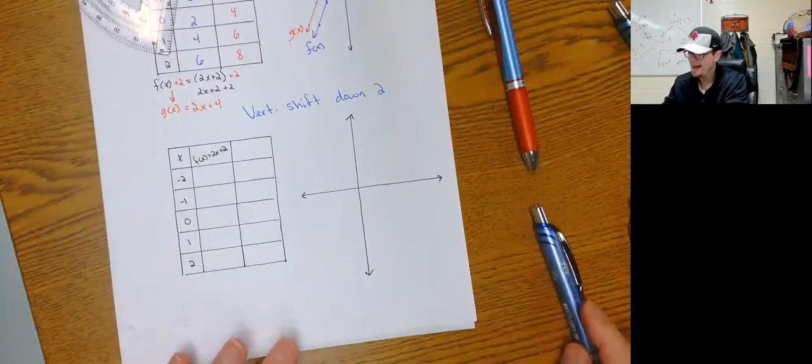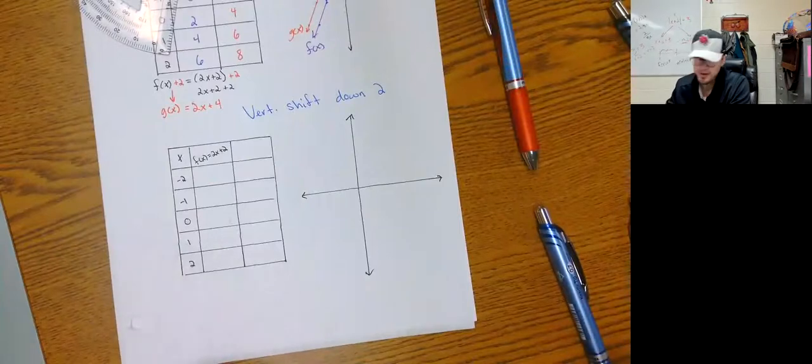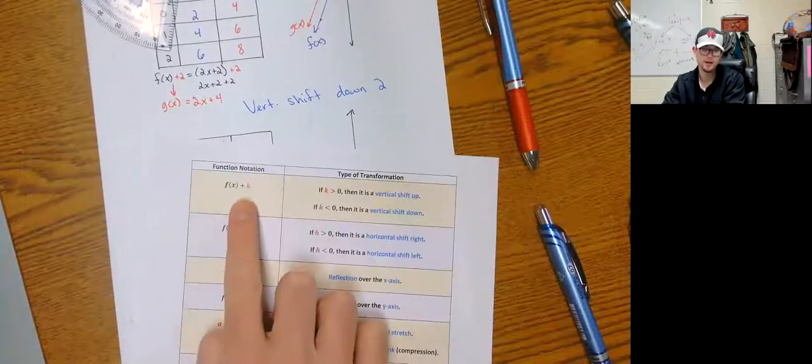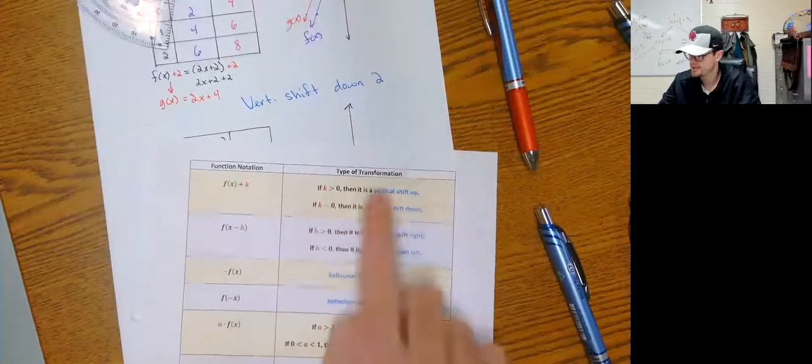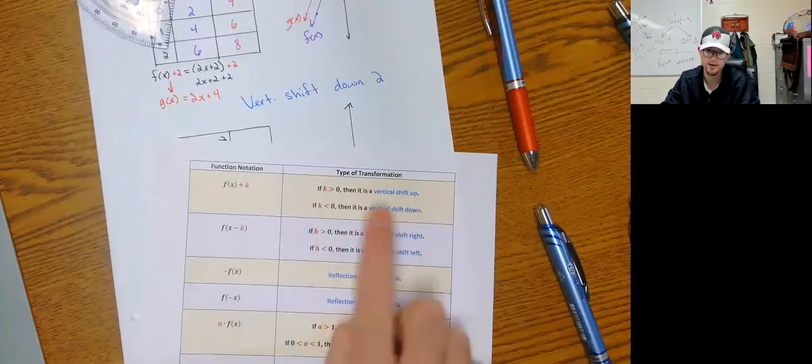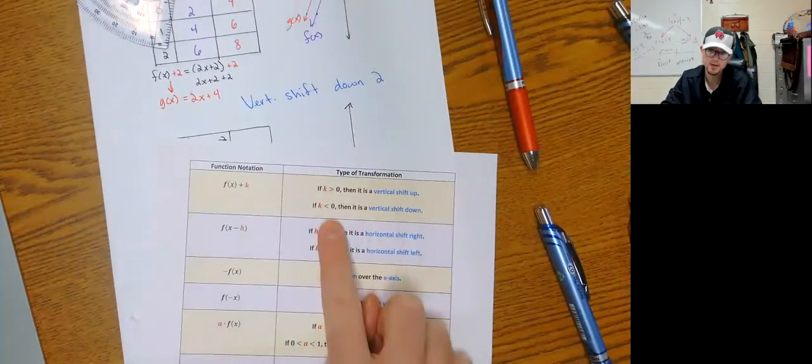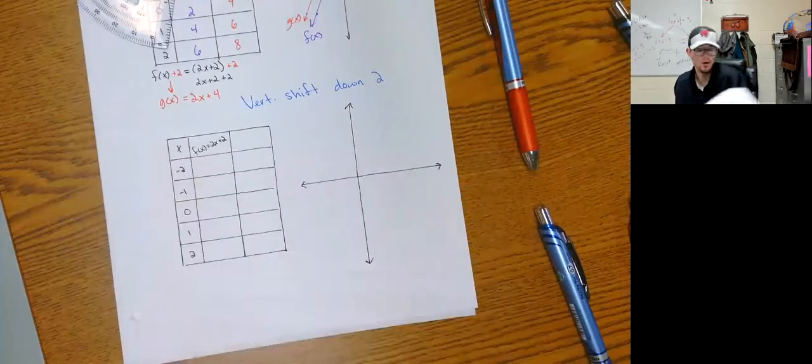Okay, let's do vertical shift down. Vertical shift down means that we are going to add a value to the entire thing, except we're adding a -2 because we want to go down. So this is a -2, right? If k is less than 0, it's down. So k is less than 0, that means 2 is less than 0, which means it has to be a -2. Okay.